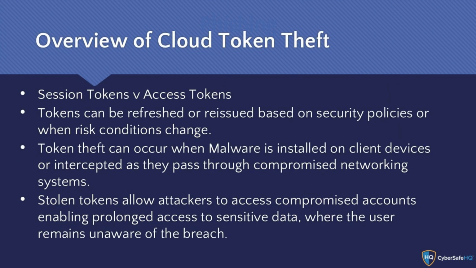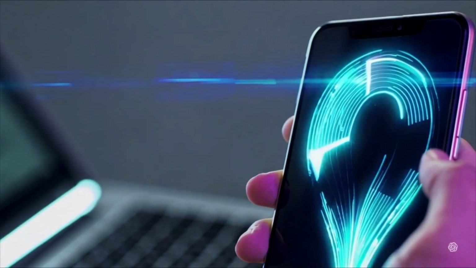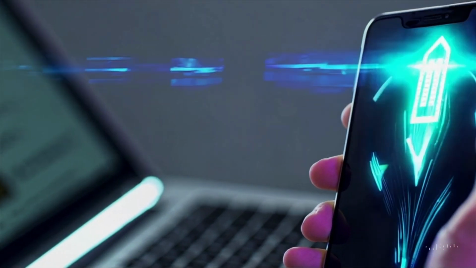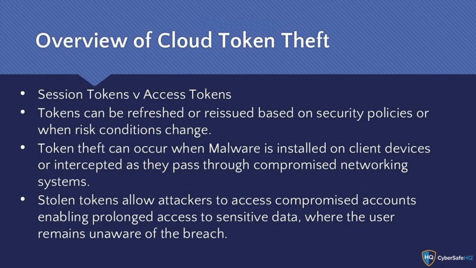Overview of token theft. Token theft is a sophisticated cyber attack method where attackers steal authentication tokens to impersonate users and access sensitive data. Tokens are digital artifacts issued by an identity provider (IDP) after successful authentication, allowing users to access resources without re-authenticating. Attackers exploit token theft to bypass multi-factor authentication, MFA, and maintain unauthorized access as long as the token is valid.